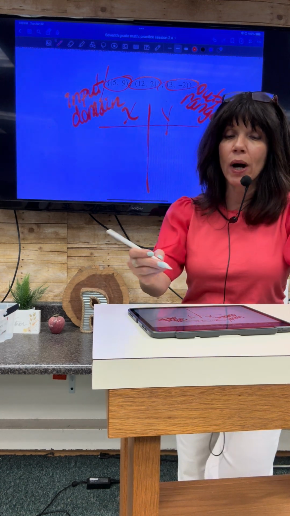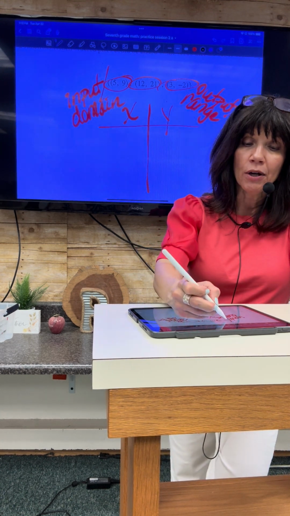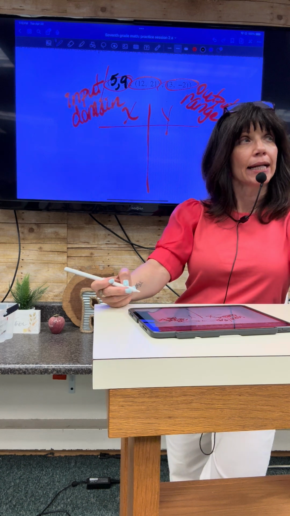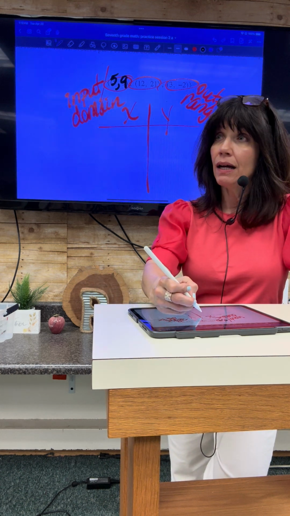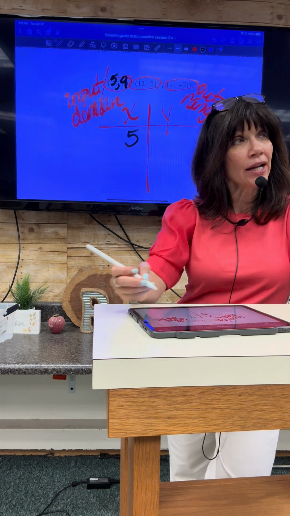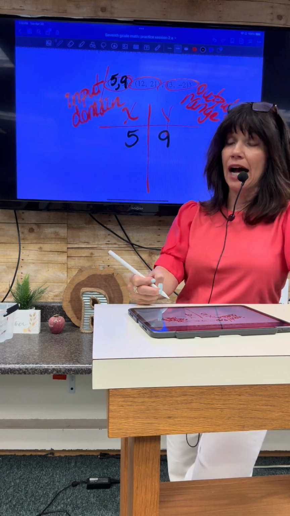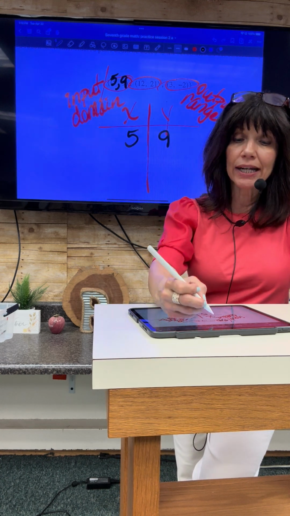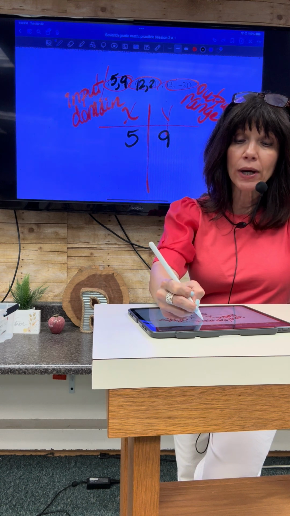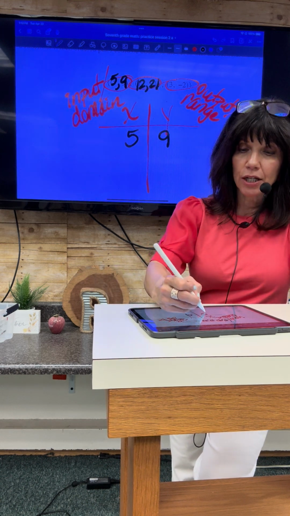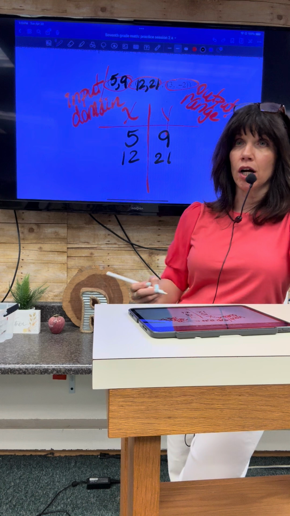All right, so what goes in the X column for my 5, 9? Just the 5. Where does the 9 go? In the Y column, right across from the 5. Go ahead and rewrite 12, 21 where it belongs. Is yours looking like mine so far?